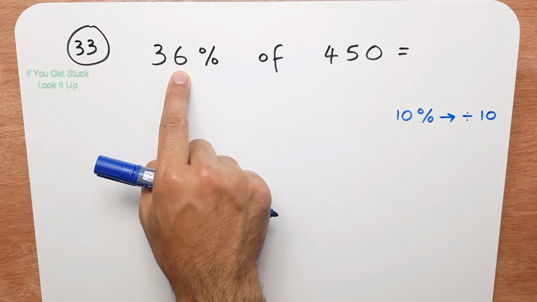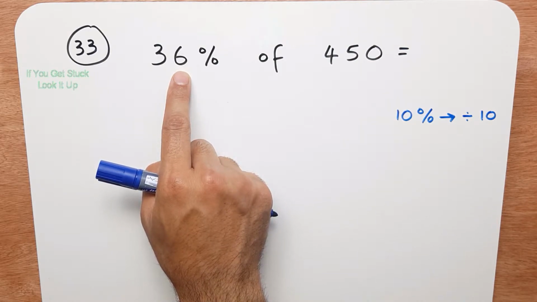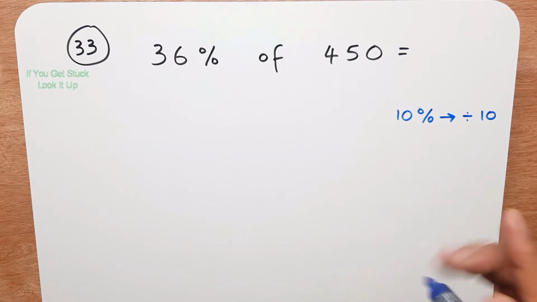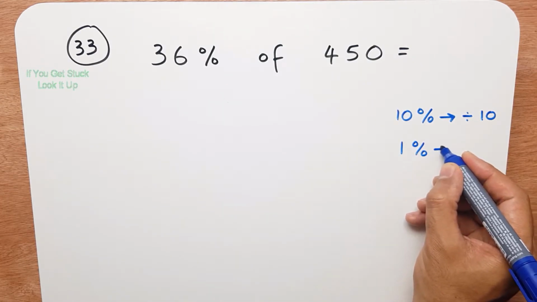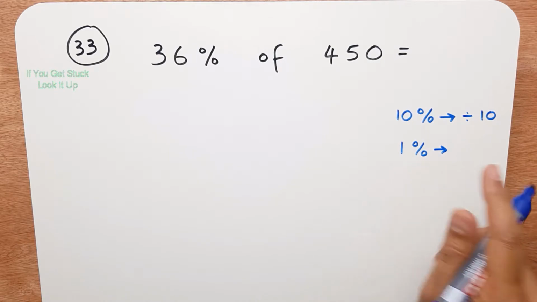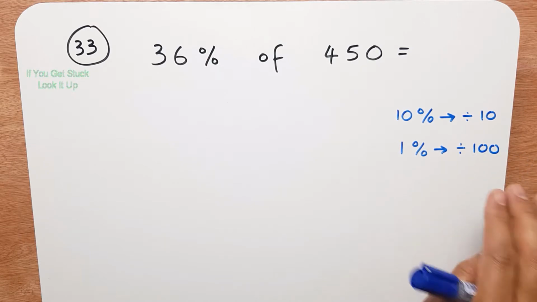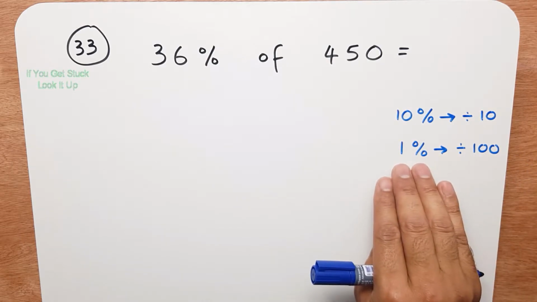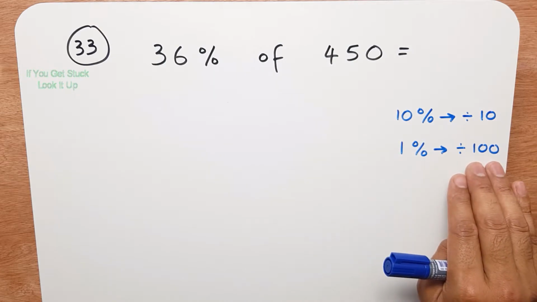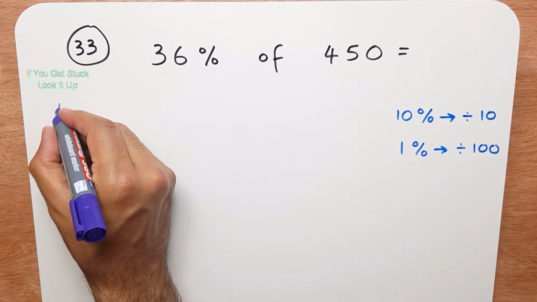Now, to work out 6%, what we can do is work out 1% and multiply it by 6. But the question is, how do you work out 1%? To work out 1%, you simply divide the number by 100. Be careful with this. This is where students go wrong. So if you want 1%, you divide by 100. So let's write this number down here, 450.